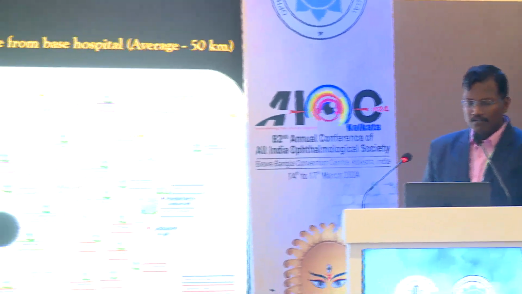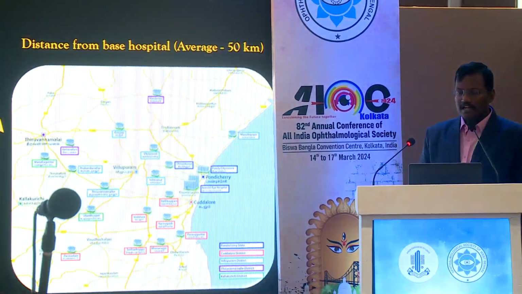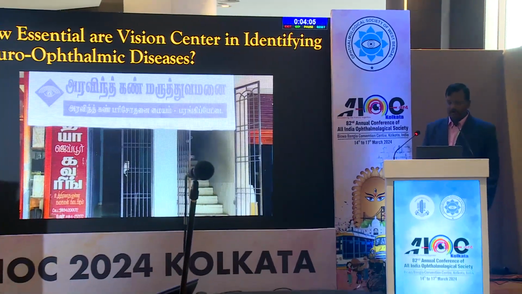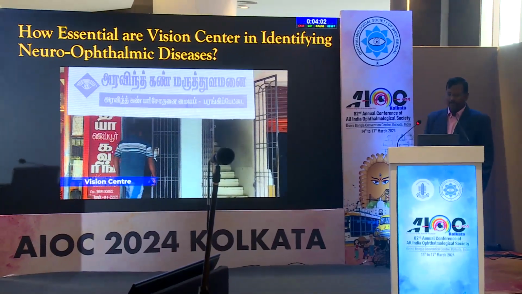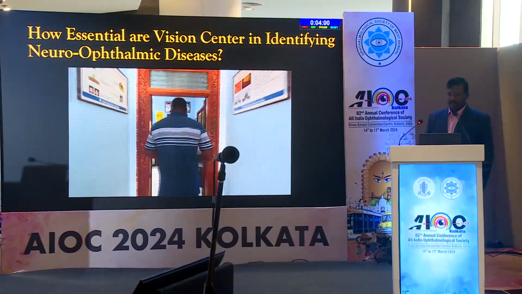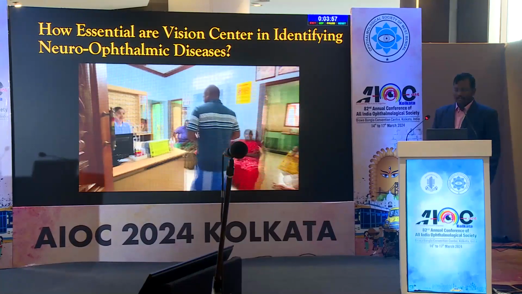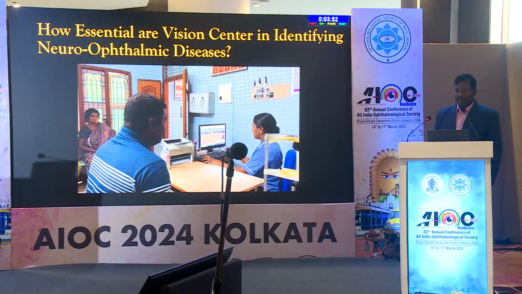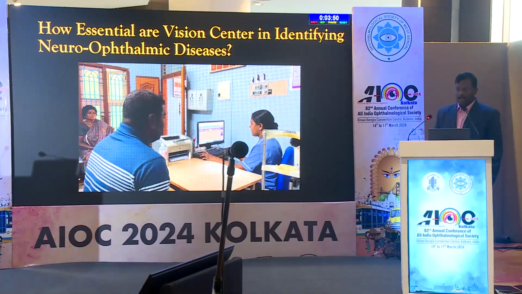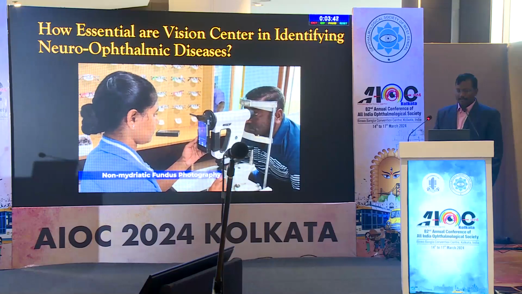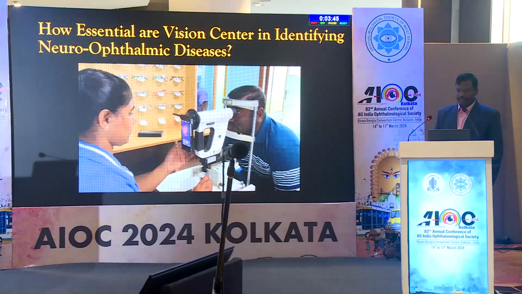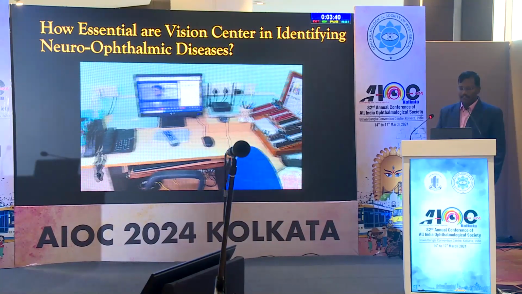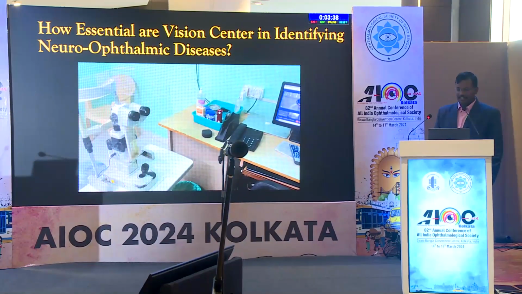This is a geographic map showing the study location of 17 vision centers. The average distance from the base hospital is around 50 kilometers. So how essential are vision centers in identifying neuro-ophthalmological disease? A patient enters the vision center and is registered, and the relevant clinical history and anterior segment examination are made with a slit lamp, and posterior segment examination is made by non-mydriatic fundus photography. The relevant details are communicated to the base hospital to a junior resident and the referral process is initiated.